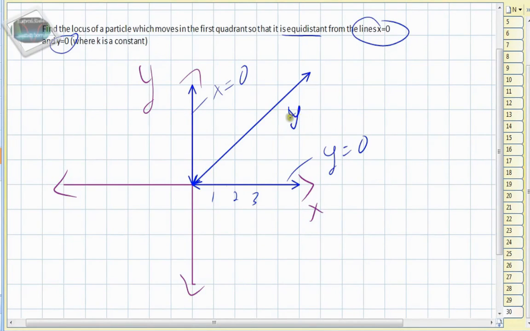So y equals, you could also just write it as y equals x. So that means that whenever, if x is 1, so is y, and vice versa. And so it's pretty easy to see, just visualize it here, that this line would be the locus of the points that would be equidistant from these two lines.